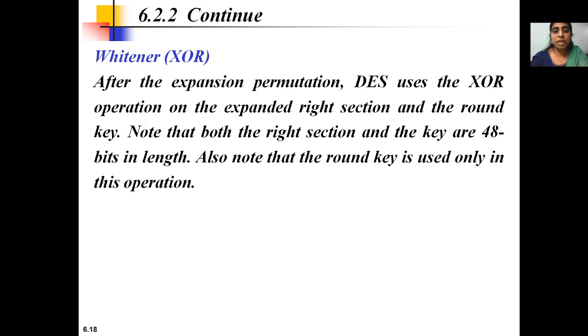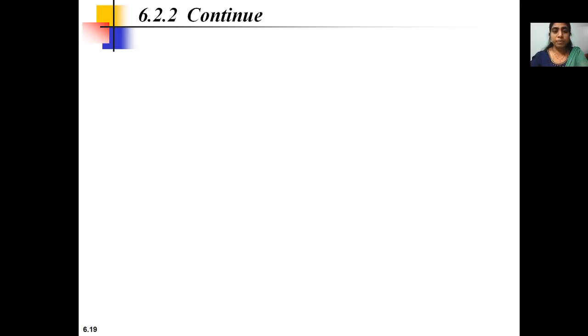Then once that 48 bit is done, we are going to take the key and XOR it with the output from the expansion box. So after the expansion permutation, DES uses the XOR operation on the expanded right section and the round key. Note that both the right section and the key are 48 bits in length. Also note that the round key is used only in this operation.